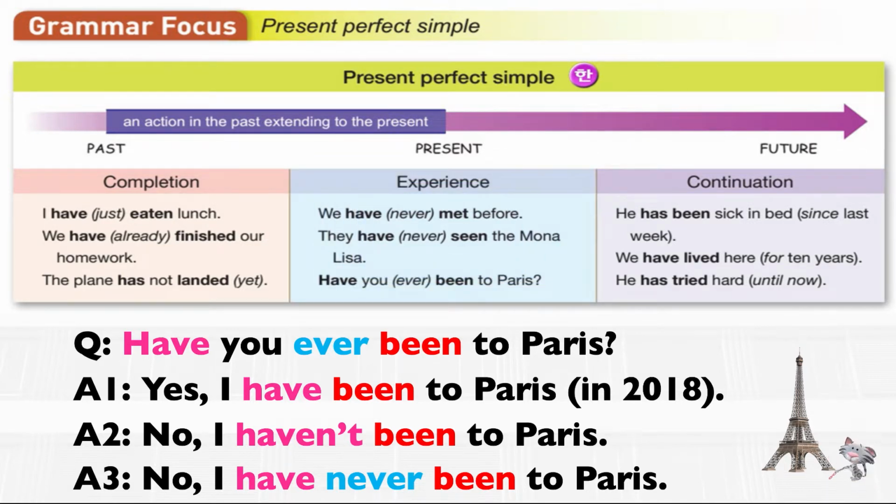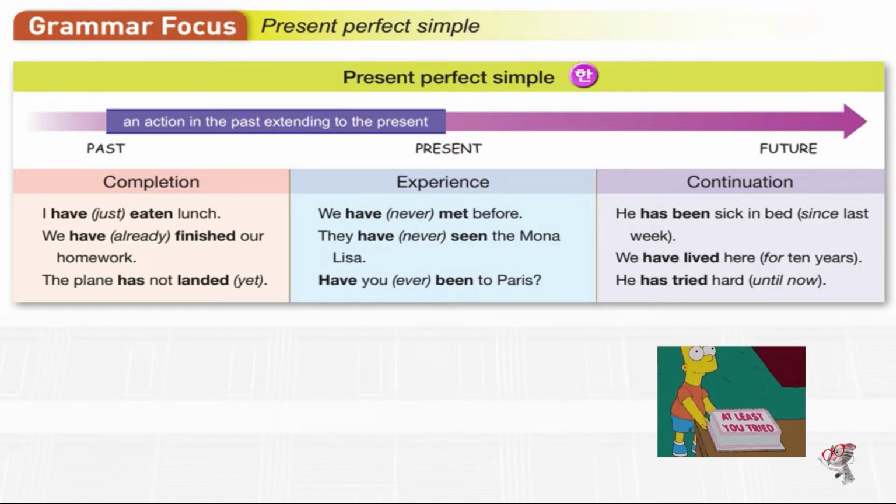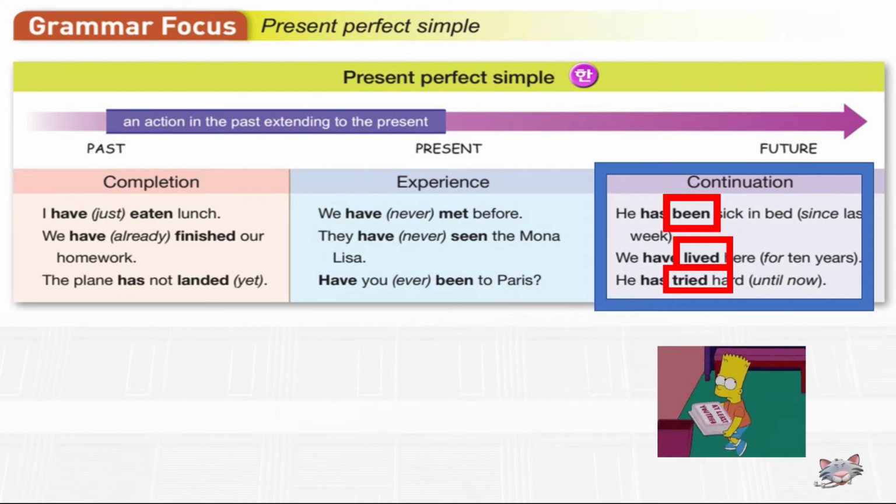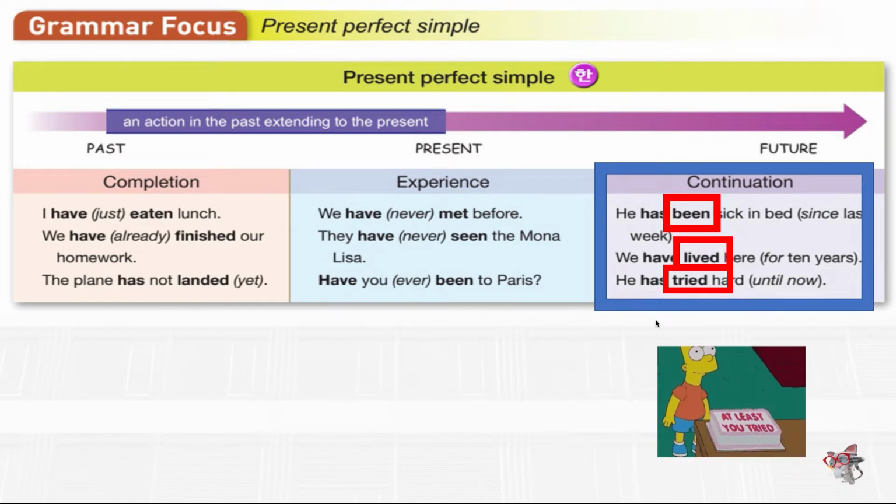All right, so like, have you eaten lunch? No, I've never eaten lunch. Don't say never. Well, yes, it's like, do you ever eat breakfast? No, I never eat breakfast. All right, so the last one, we're looking at the continuation, has been sick. So let's try the last one, because he has tried hard. What would be the question here, Yonghee?